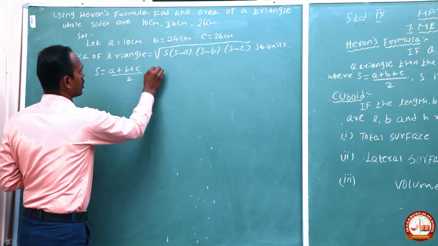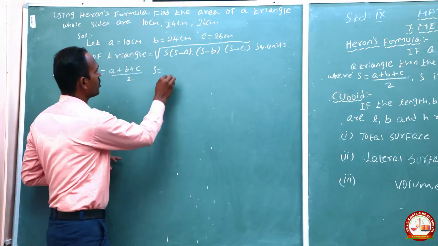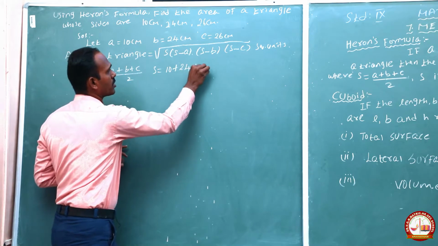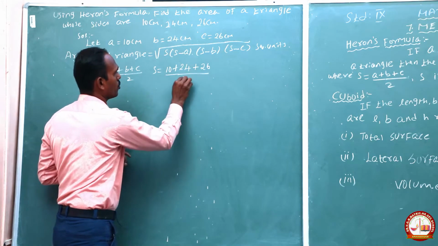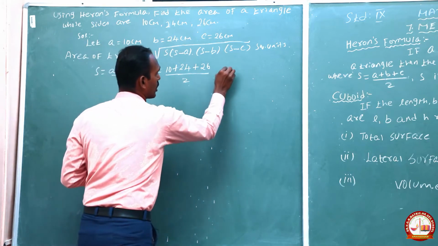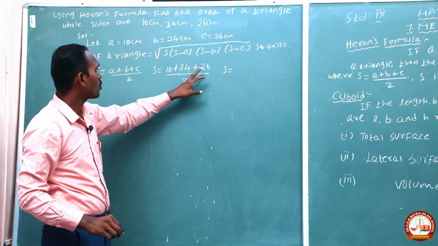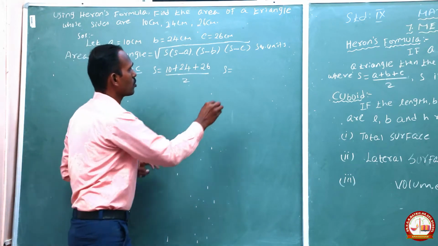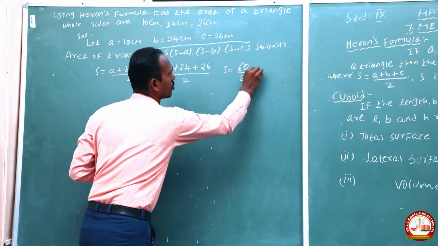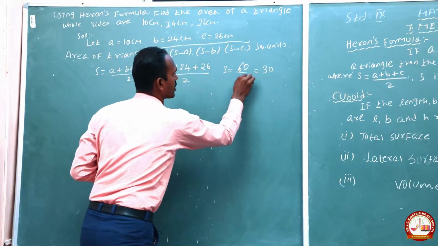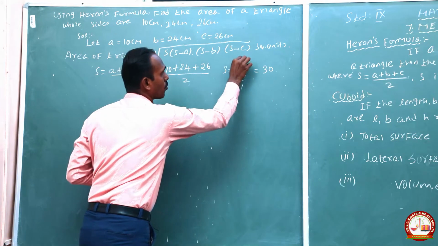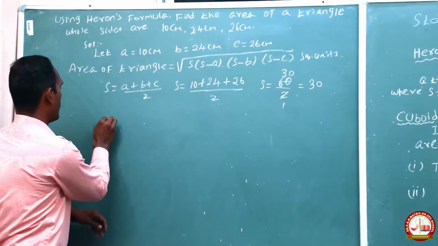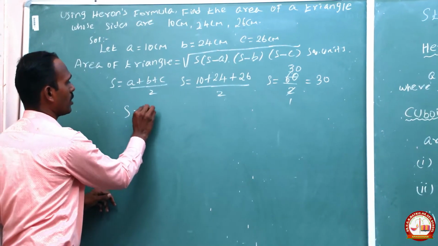So s equals, what is a? a is 10 centimeter, so 10 plus, what is b? 24. What is c? 26, divided by 2. So what is s? 26 plus 24 is 50, 50 plus 10 is 60. 60 divided by 2 equals 30. We cancel this: 2 ones are 2, 2 threes are 6 and then 0. Therefore s equals 30.